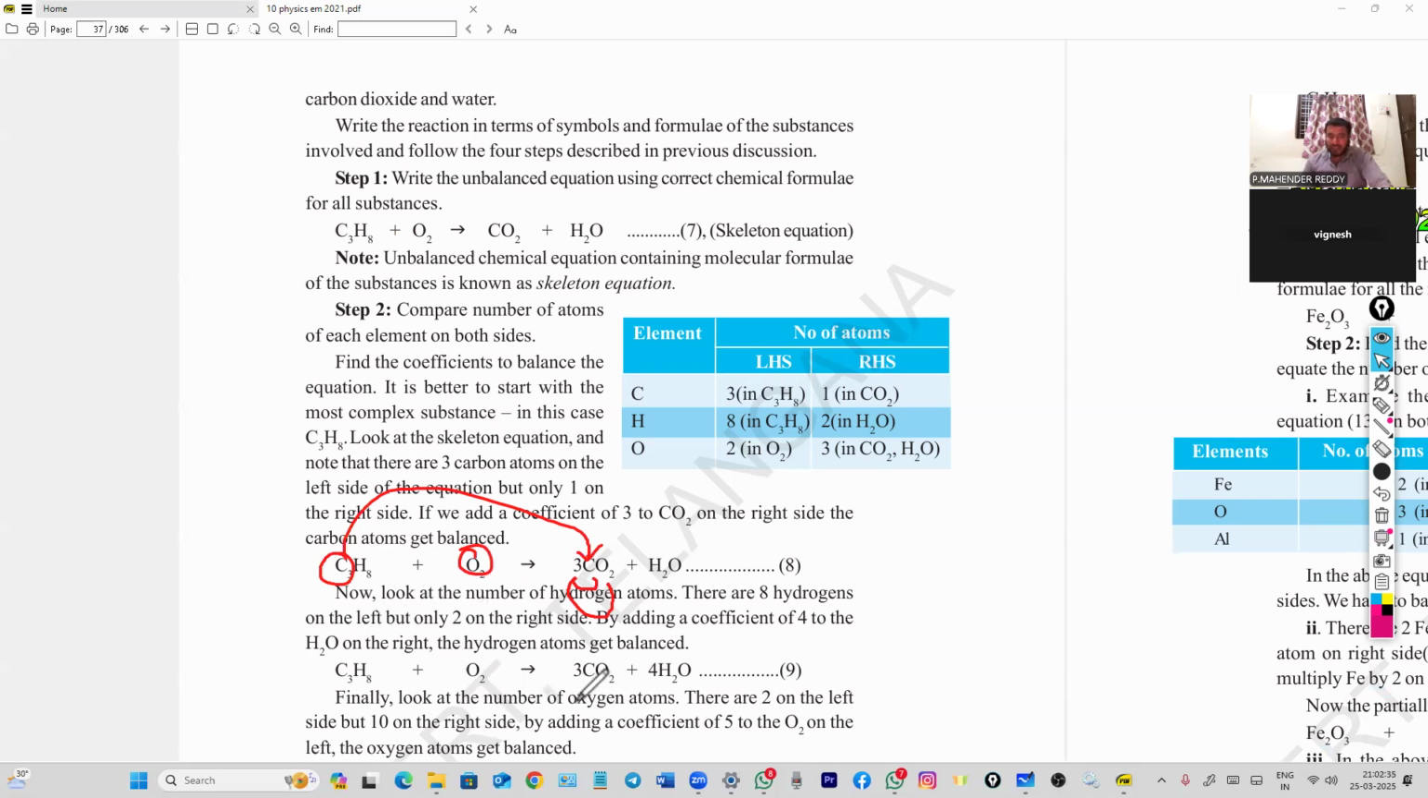Now, next, what do I have to do? Here 8 hydrogens are there. Here only 2 hydrogens are there. What have I done here? 4H2O. I added 4 here. 4 times H2, 8 completed.